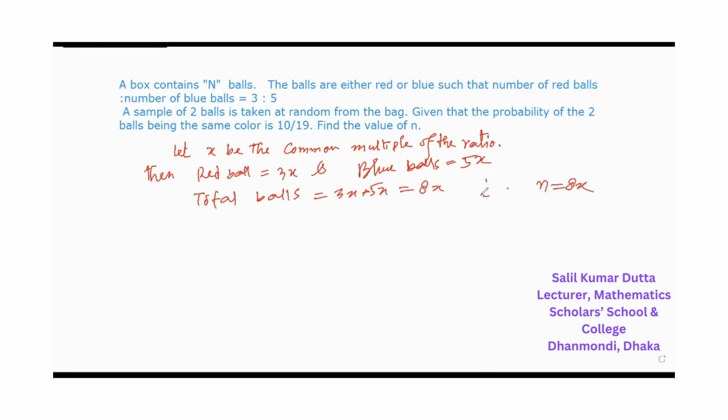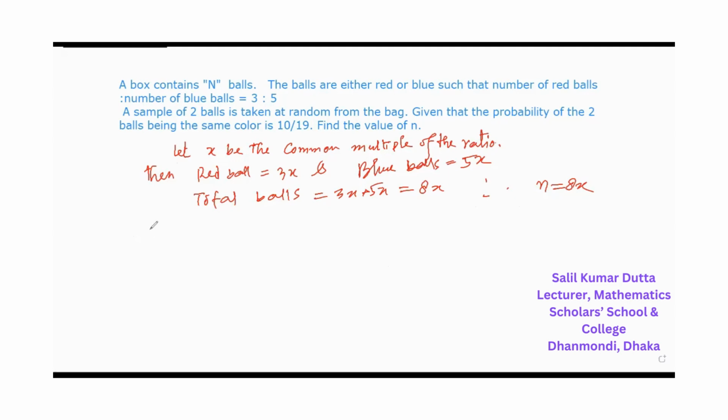So if you are able to find the value of x, obviously it is possible to find the whole number of balls in the bag. We can find all the balls from this if we can find the value of x. Okay, for the next step, we are told here that the probability of getting the same color balls is 10/19.